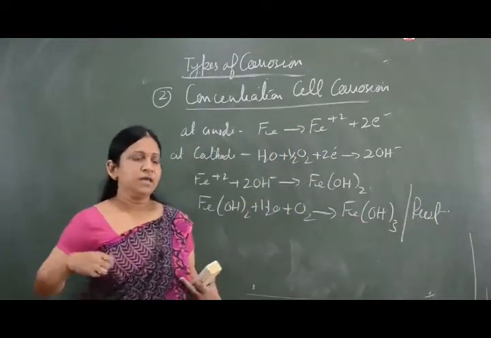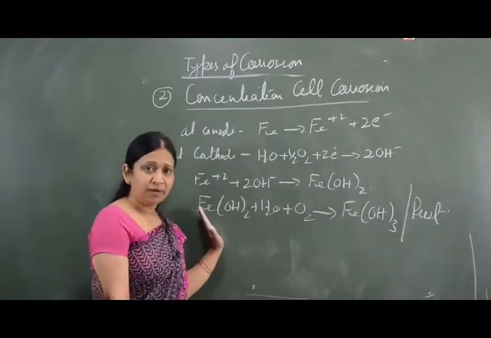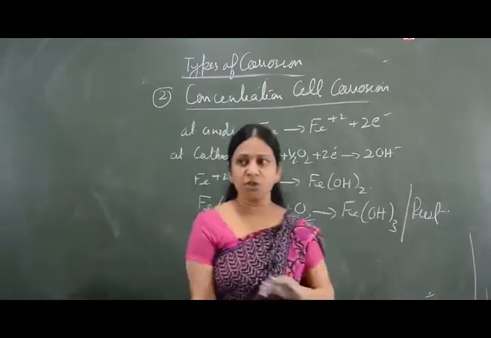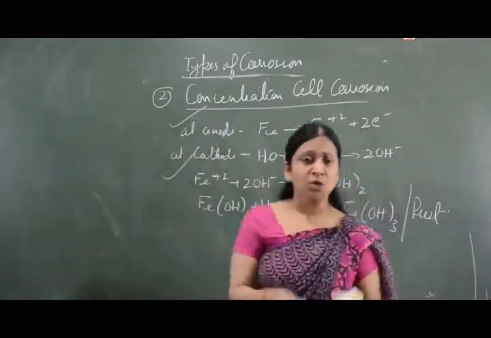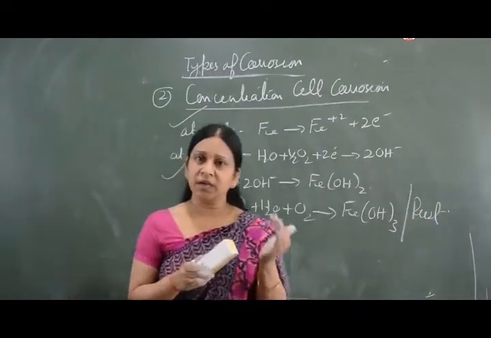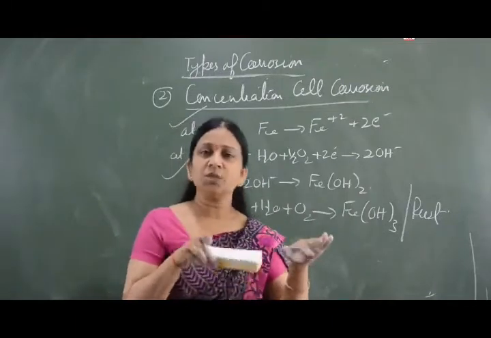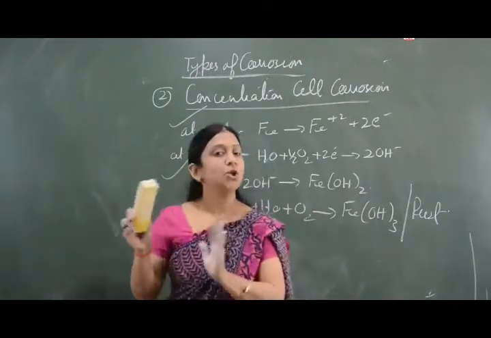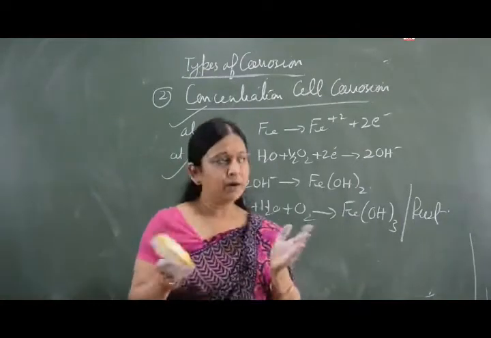In all the examples which we are going to take up, we will take the example of iron, and this is the reaction which is going to take place, at anode and at cathode. In concentration cell corrosion, an electrochemical cell is set up, because we are going to see which area acts as anode and which area acts as cathode. So anodic and cathodic areas are divided.